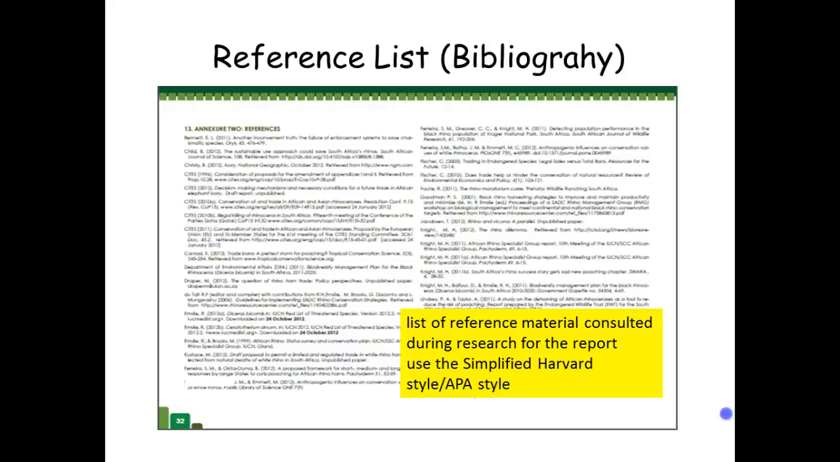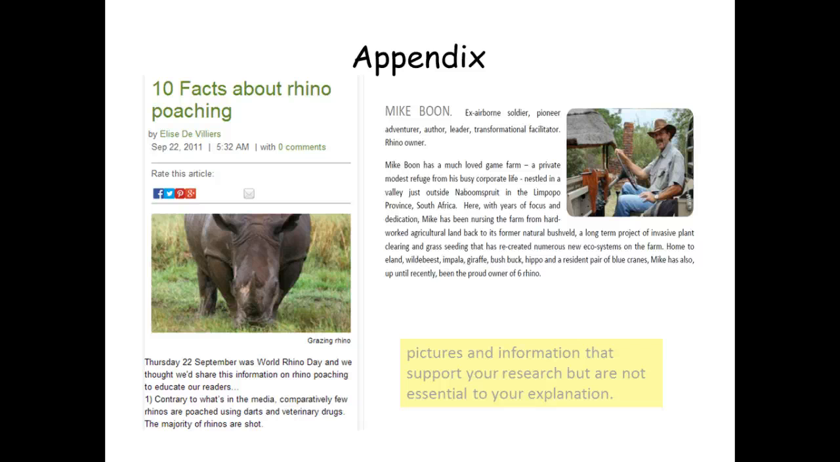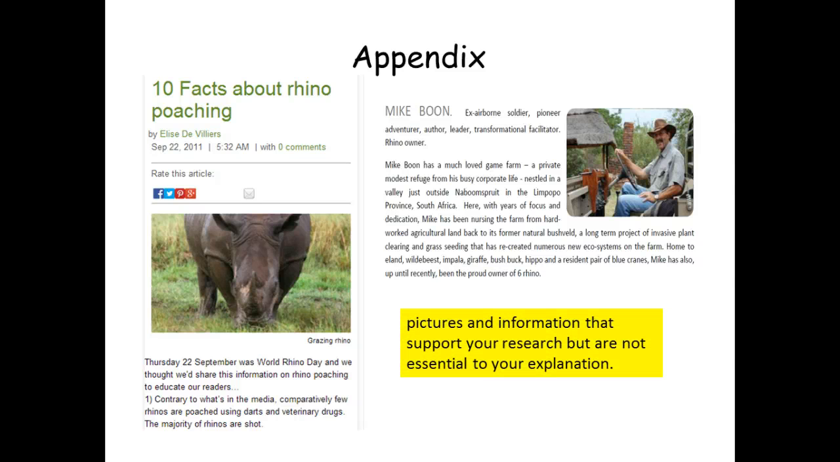The final part of the report structure will be the appendix. This includes any pictures and information that support your research but are not essential to your explanation. If you have a few articles or pictures or information, name each part Appendix A, Appendix B, etc. Now let's look at that internet site.